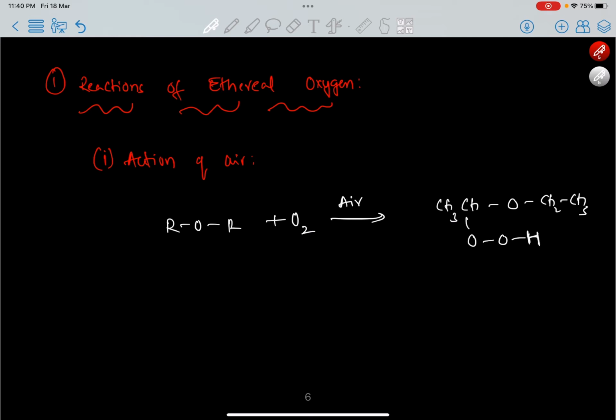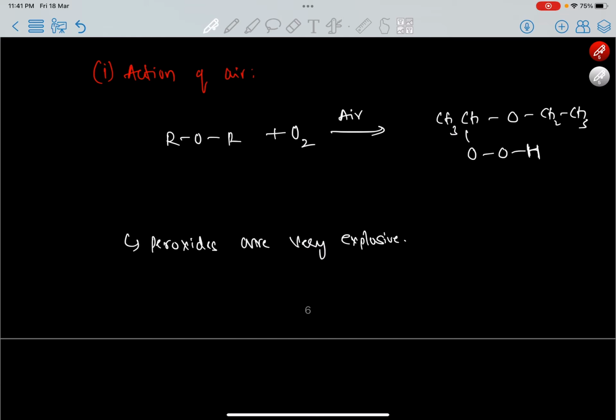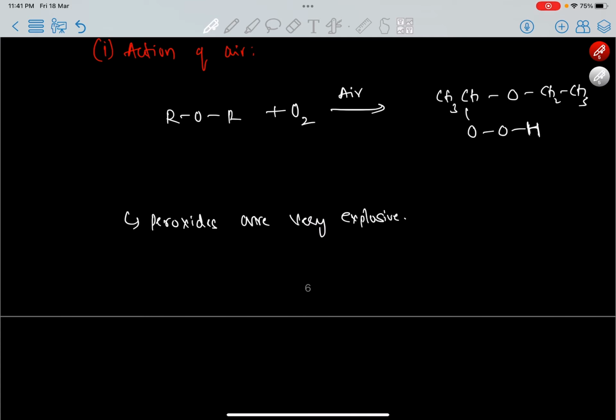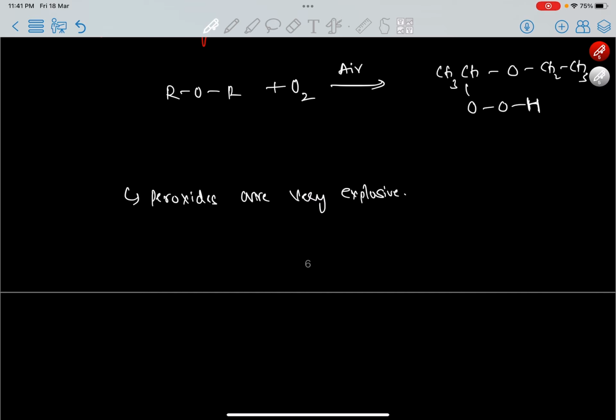Always remember, ethers when exposed to air form peroxides, and these peroxides are very explosive. So it is very dangerous to expose ethers to air. So we always have to check whether the ether is already exposed or not. How do we check that? With a small test for peroxides.